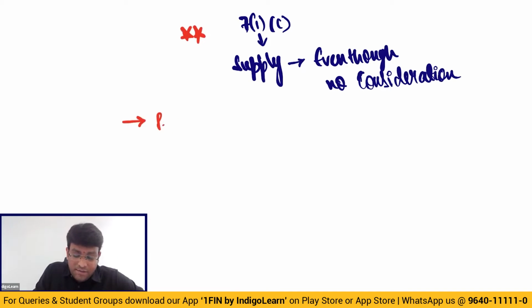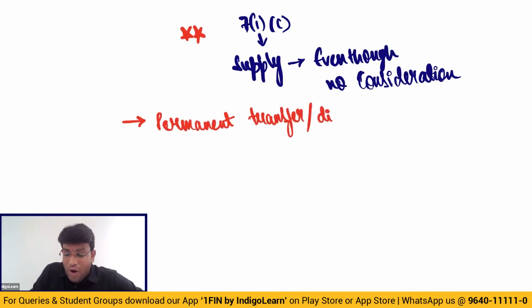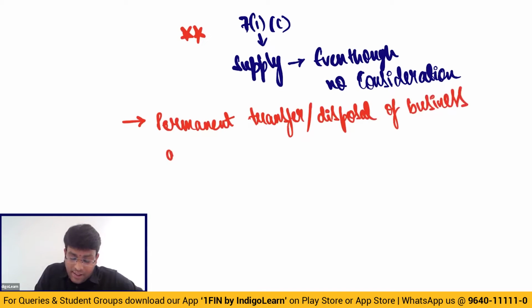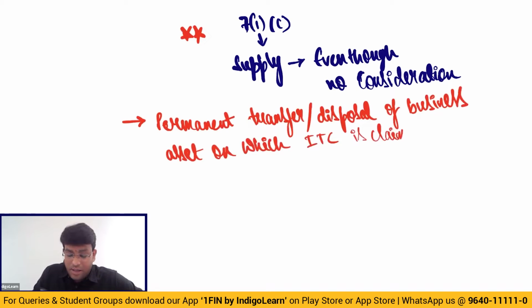Listen, my dear friends. Permanent transfer or disposal of business asset on which ITC is claimed. Come on, my friend, what is the language I wrote? Permanent transfer or a disposal of business asset on which ITC is claimed.